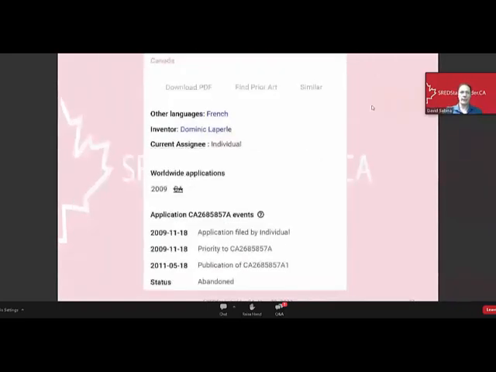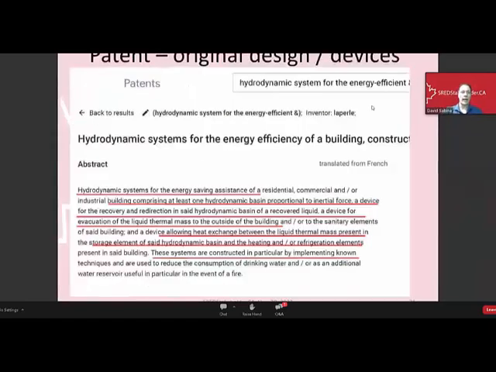Now, let me just go here. So what I did is I very quickly went in, and we were told that Dominic Laperle invented this, so anyone can pull a patent. It took me seconds to find this patent. Okay, here's the patent. Here's what it does.